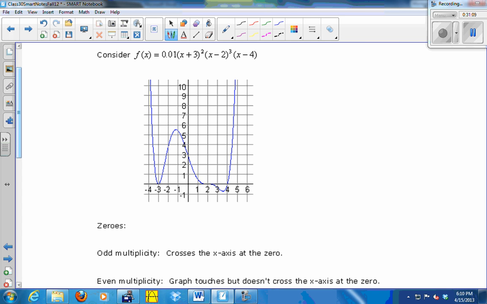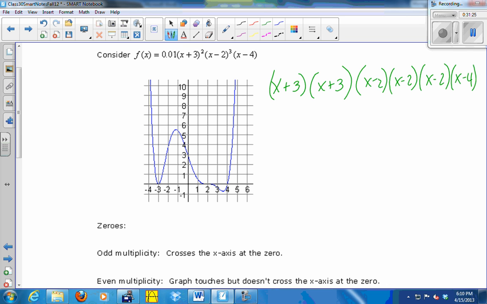So if I was trying to find the zeros of this polynomial, I would do x plus 3 times x plus 3 times x minus 2 times x minus 2 times x minus 2 times x minus 4 equals 0. So I just wrote out x plus 3 times x plus 3 instead of x plus 3 squared, and x minus 2 times x minus 2 times x minus 2 instead of x minus 2 cubed.